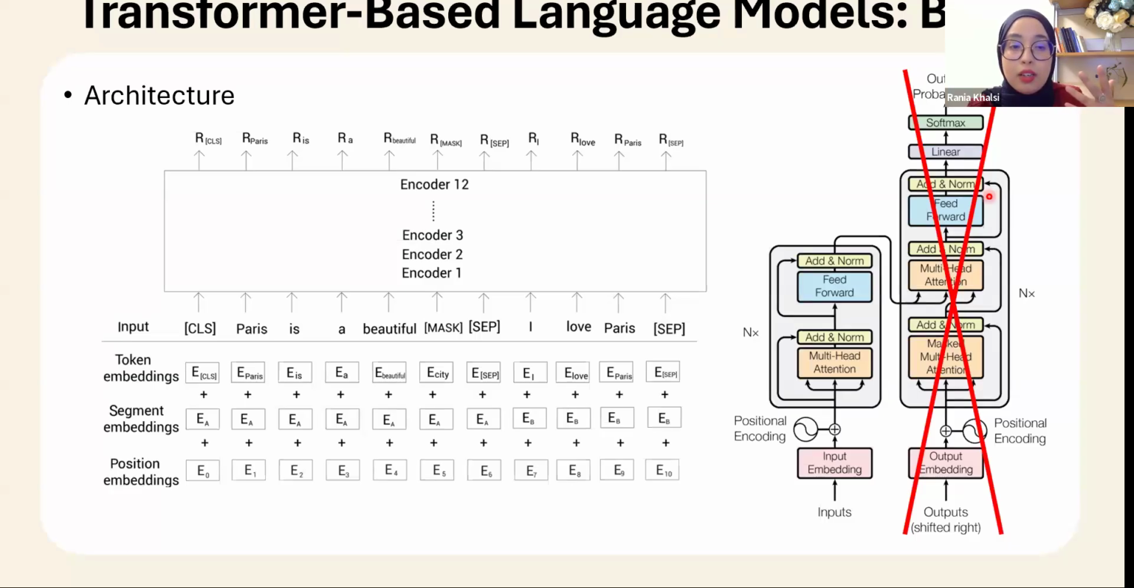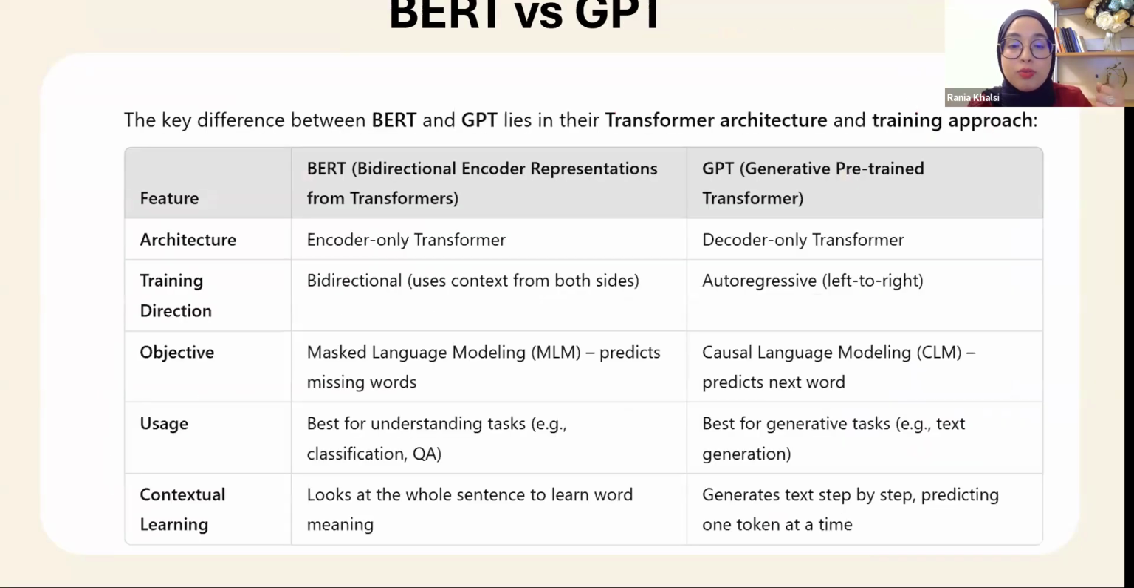So here, what we do is completely remove the decoder, and mainly keep the encoder as it is. Okay, so in this table, I'm trying to summarize the difference between BERT and GPT. You will find many variations and maybe extended architectures.